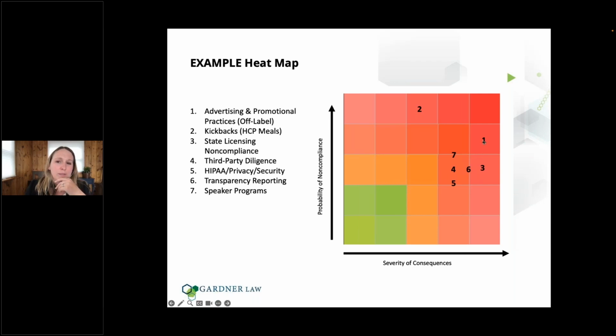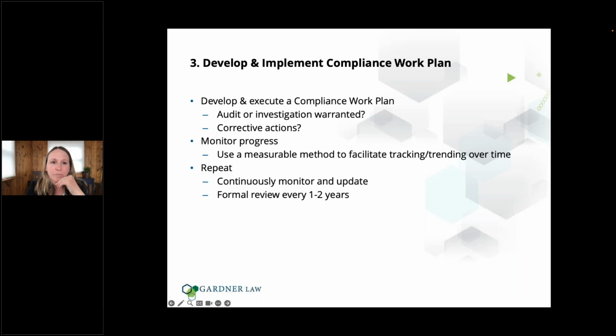This is a very rudimentary heat map, but it gives you an idea. Advertising and promotional we viewed as pretty high risk. And you can see where they fall and how red or how hot they are, based on their severity of consequences and their probability of non-compliance. These are just some examples. Again, there's really no right or wrong way to do this. These are just some templates, something to get you started.